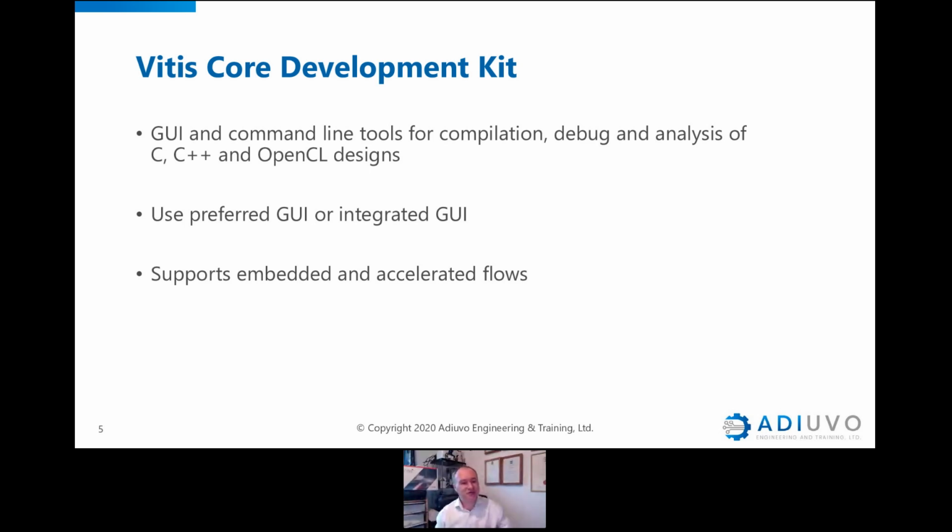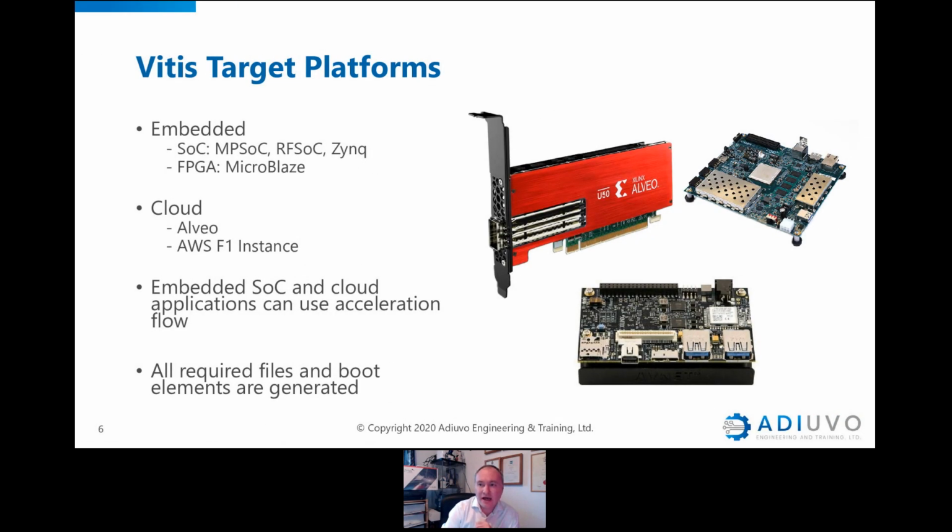What makes it really interesting is you can use the integrated GUI, which is based on Eclipse and will look very familiar to you if you've ever used any of the previous Xilinx tools. But because it's pretty much open source, you can also pull it into your own preferred GUI. So if you like VS Code or something, you can pull it into that. And of course, this core development kit is the one that supports both the embedded and the accelerated flow.